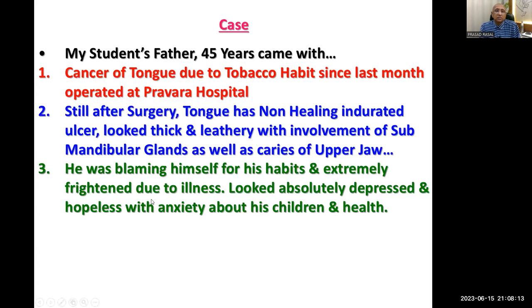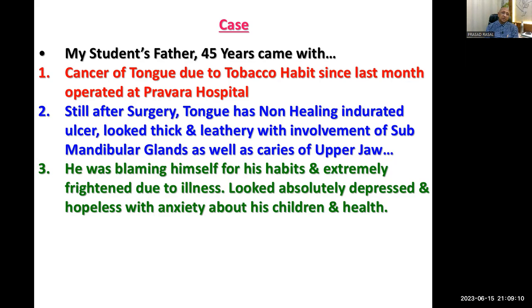It is a wonderful case in my practice because this patient was my student's father. He was 45 years old, came with cancer of the tongue due to a tobacco habit, operated one month ago at Prasad Hospital. And he came with a non-healing ulcer. After the surgery, the tongue had a non-healing indurated ulcer. It was very hard. It looked like a leathery tongue. It was a very thick tongue with involvement of submandibular glands as well as caries of the upper jaw. So there was a big operation already done. Part of his tongue, half of the tongue, was removed with the affected submandibular glands, and it was not healing. One month had passed and it was not healing.